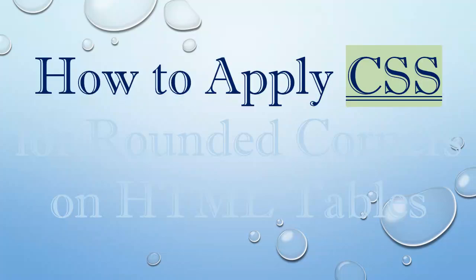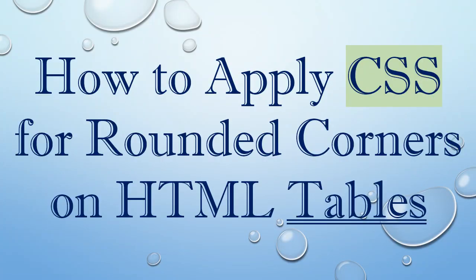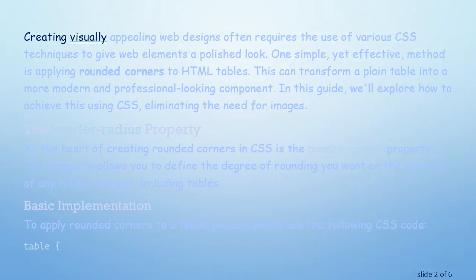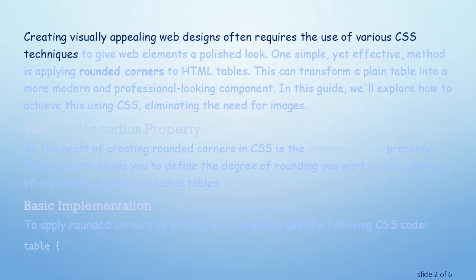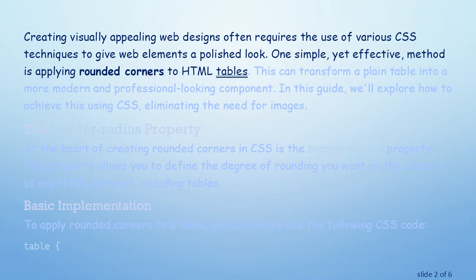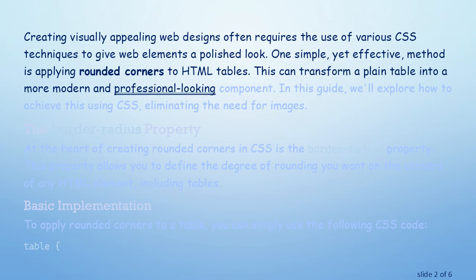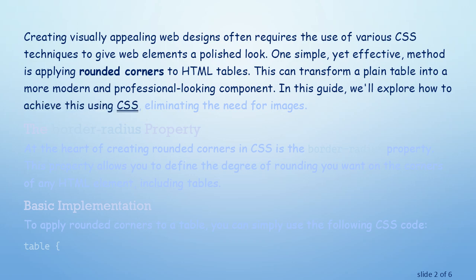How to apply CSS for rounded corners on HTML tables. Creating visually appealing web designs often requires the use of various CSS techniques to give web elements a polished look. One simple, yet effective, method is applying rounded corners to HTML tables. This can transform a plain table into a more modern and professional-looking component. In this guide, we'll explore how to achieve this using CSS, eliminating the need for images.